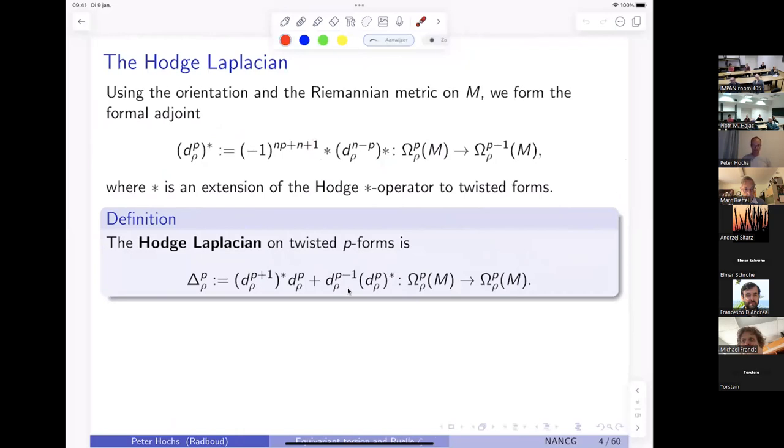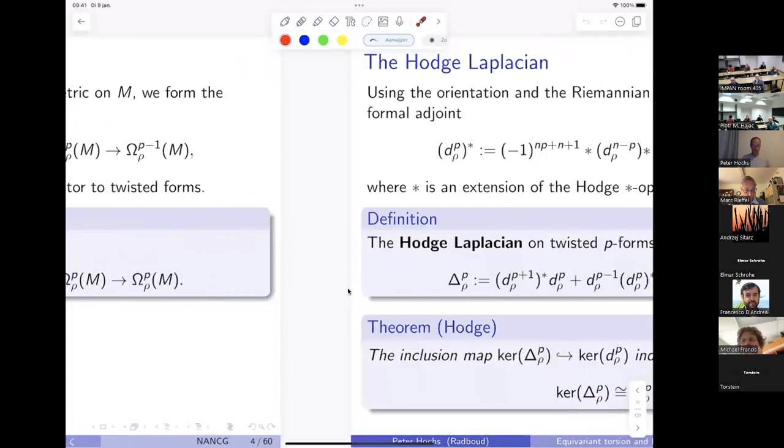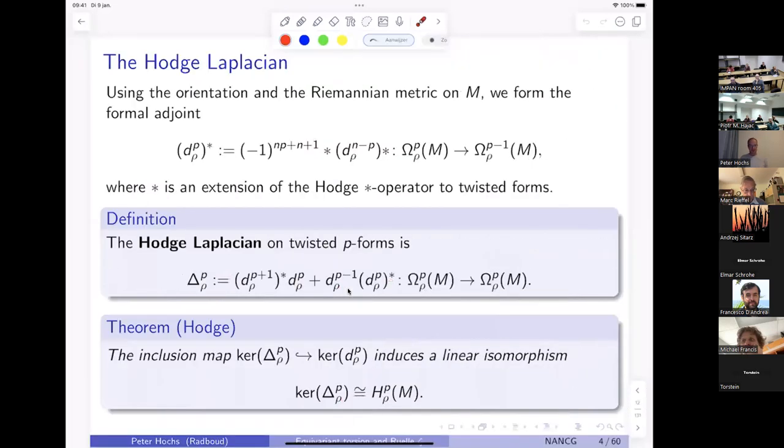So just d star d plus d d star acting on p-forms, where we now twist by this representation rho, the flat vector bundle defined by rho. I'm calling that delta rho p. This will play an important role. And the Hodge theorem says that the kernel of that is isomorphic to this cohomology space. This will also be used quite a bit, induced by the inclusion of the kernel of the Laplacian in the kernel of this differential.